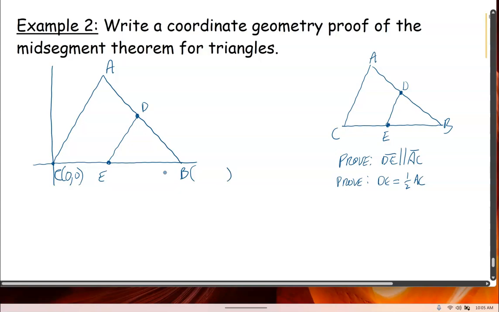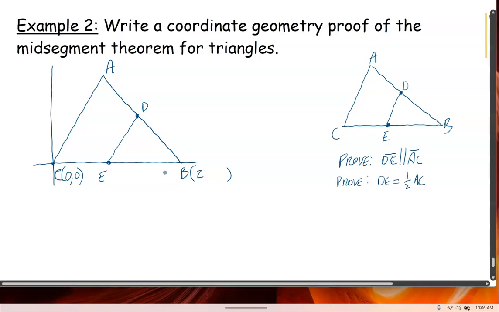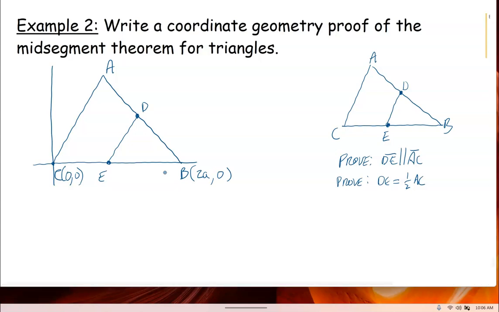Any suggestions on how we should name point B? You can peek at our last proof. We could do A0, but are we going to find midpoints? So yeah, A0 would work, but it would be better if we did 2A0 because that way it'll ensure that we don't have fractions in any of our expressions.